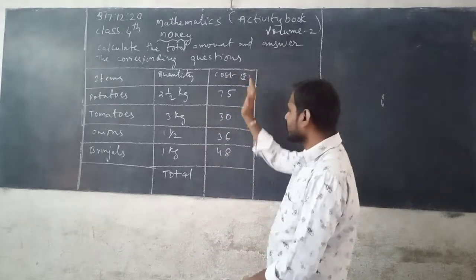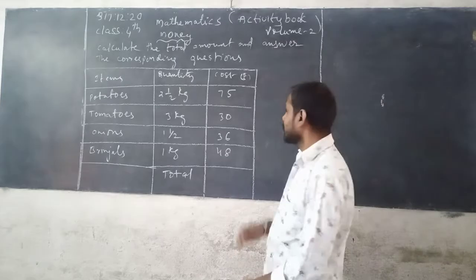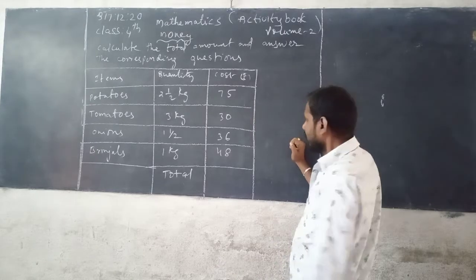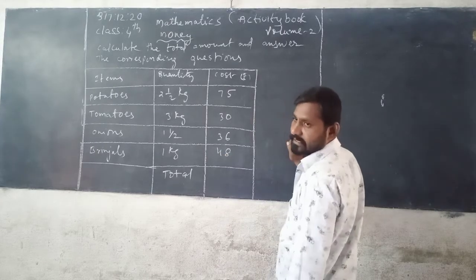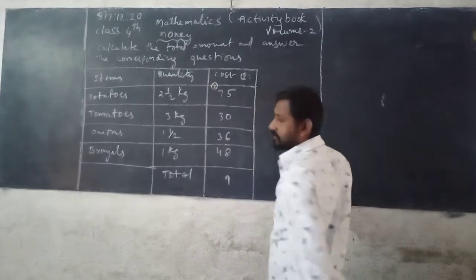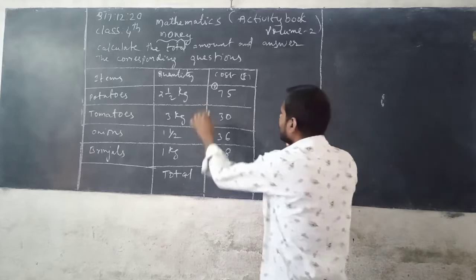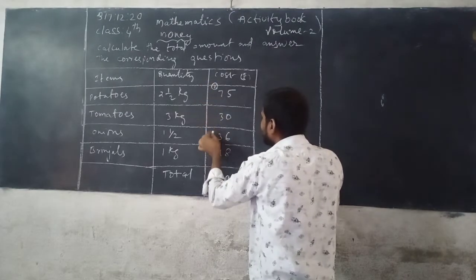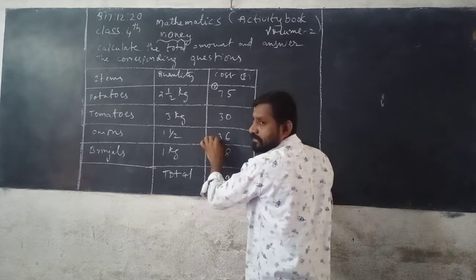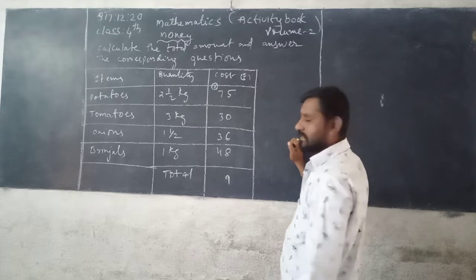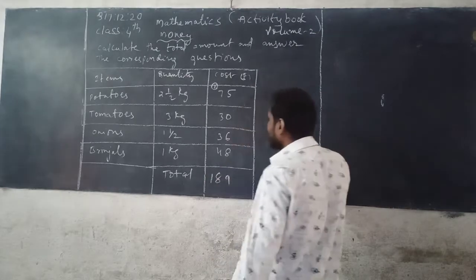Now we can find out the total cost or total amount. See here, add 5 plus 6, 11. 11 plus 8, 19. 9 taking, 1 carrying. Now here, 1 plus 7, 8. 8 plus 3, 11. 11 plus 3, 14. 14 plus 4, 18. So 189 rupees.